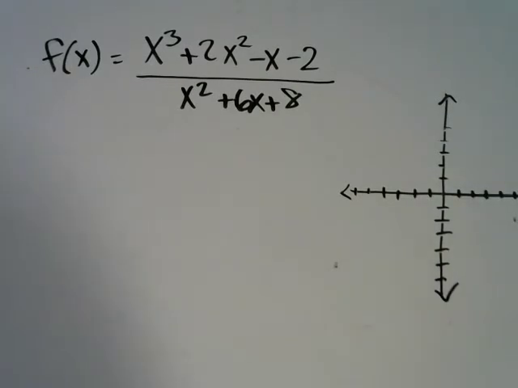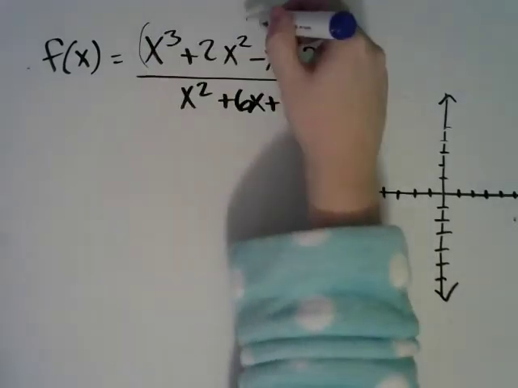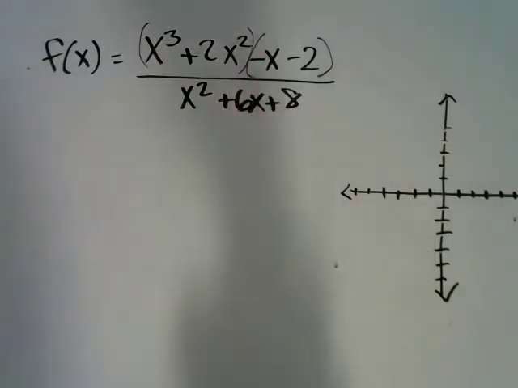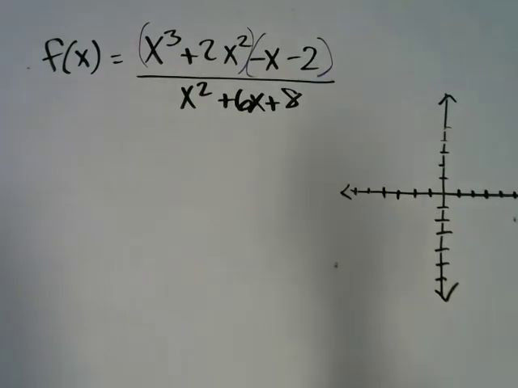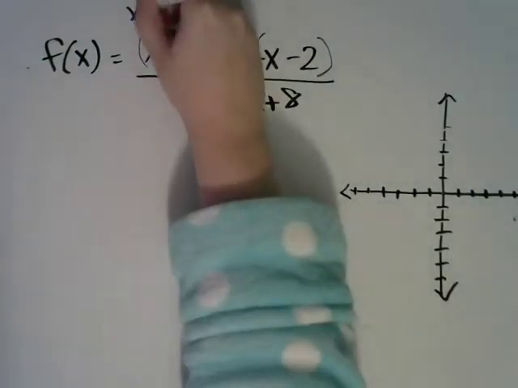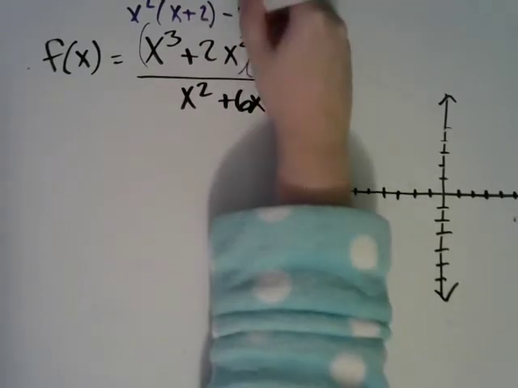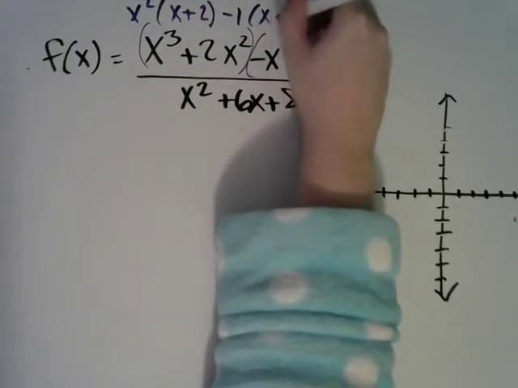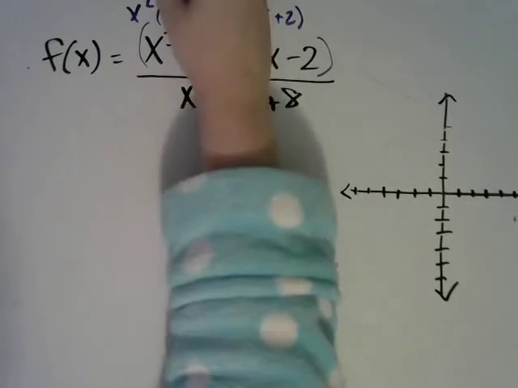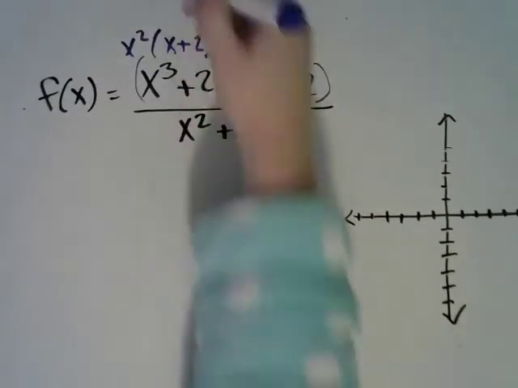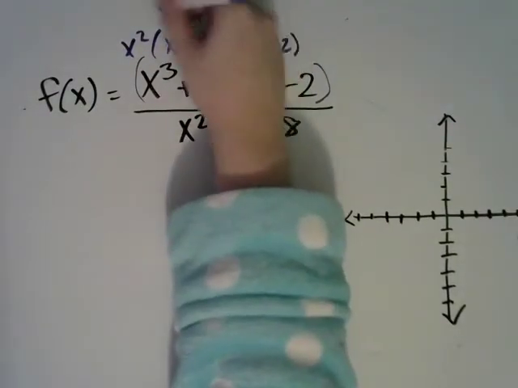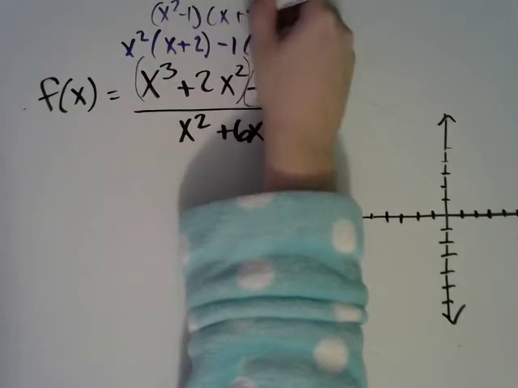Okay. The numerator can be factored by grouping. If you group the first two terms together and the second two terms together, you can take out an x squared, leaving you with x plus 2. And you can take out a -1, leaving you with x plus 2, which gives you the factors x squared minus 1 and x plus 2.